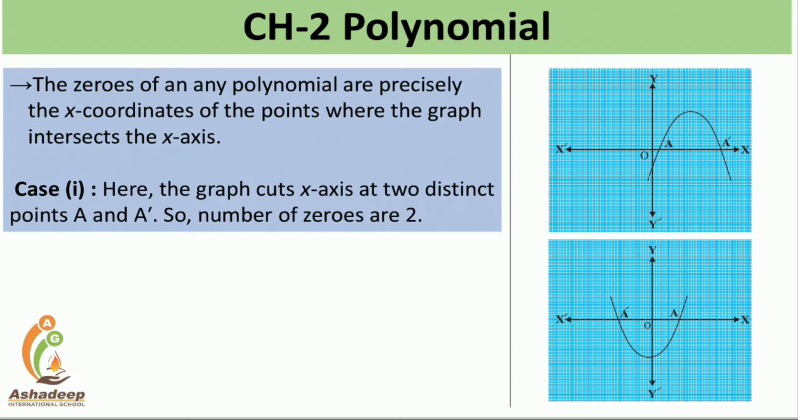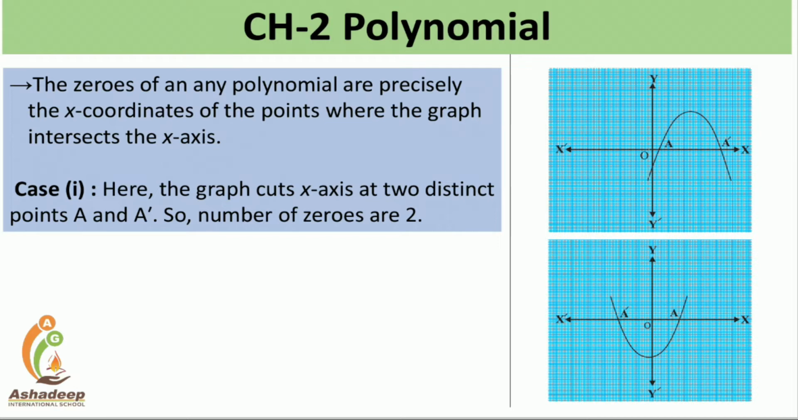The zeros of any polynomial are precisely the x coordinates of the points where the graph intersects the x-axis. That means if the graph intersects the x-axis at one point, then that polynomial has only one zero. If it intersects the x-axis at 2 points, here this is the 1st point and this is the 2nd point. So this graph intersects the x-axis at 2 points, so this graph has two zeros.